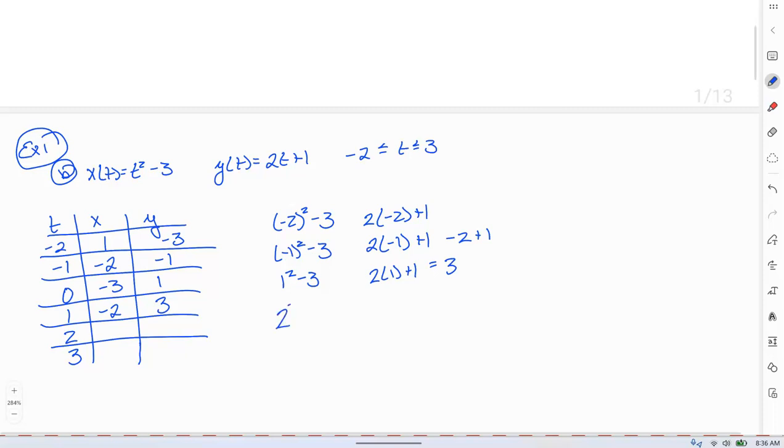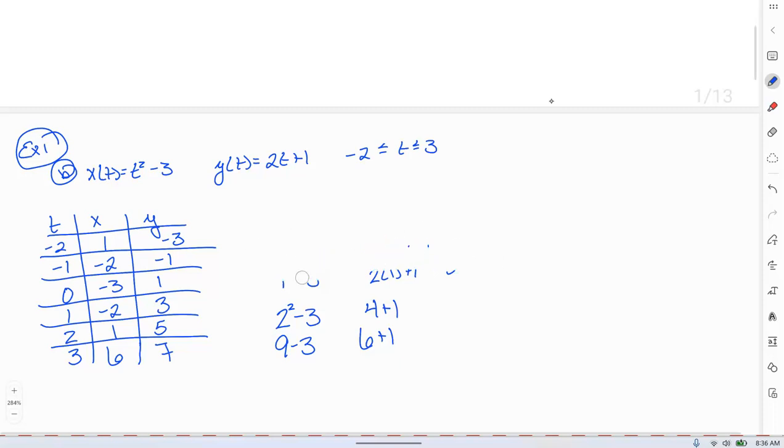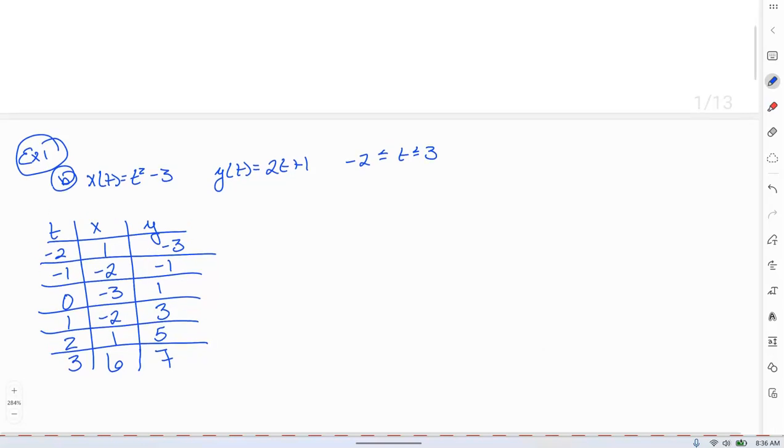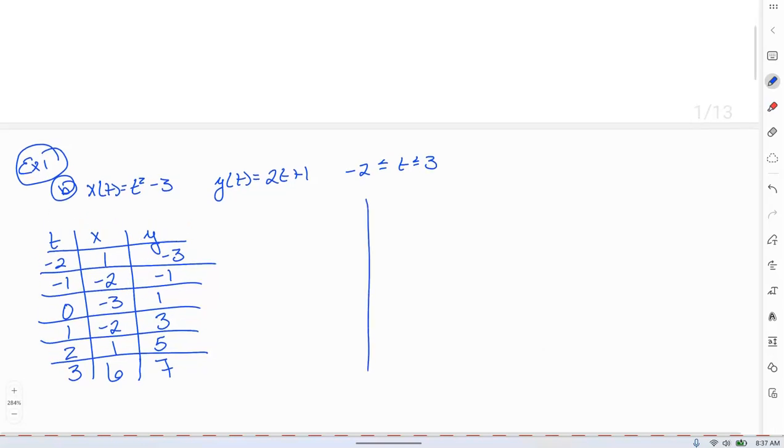When I plug in 2, 2 squared minus 3 is a 1. And then 4 plus 1 is going to give me a 5. And when I plug in 3, 9 minus 3 is 6. And then 6 plus 1 is 7. And then just like before, we were going to graph that on a Cartesian plane. I'm going to draw tick marks again.